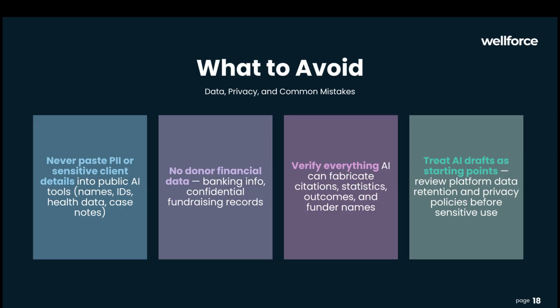Remember that AI can fabricate. It's called hallucination. It will invent statistics, make up citation sources, and occasionally just produce names and information that don't exist. Always verify any specific fact, number, or citation before it goes into a grant or donor communication. Finally, AI drafts are starting points. The most common mistake we see is treating the first output as the final output. It's not. Your judgment, your relationships, your knowledge of the funder or donor, that's what makes it work. AI can help you get started, but you have to close the gap.